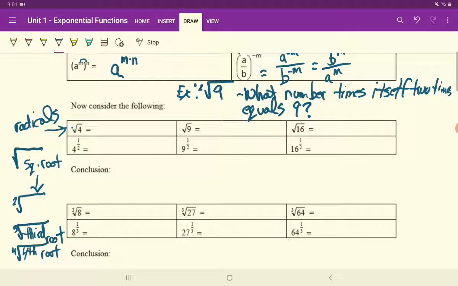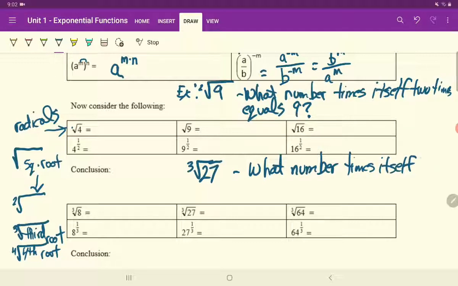Okay? So that means then, let me erase this because we'll write that out in a second. If you have a cubed root of, let's say, 27, in this case, you're asking yourself, what number times itself 3 times equals 27?